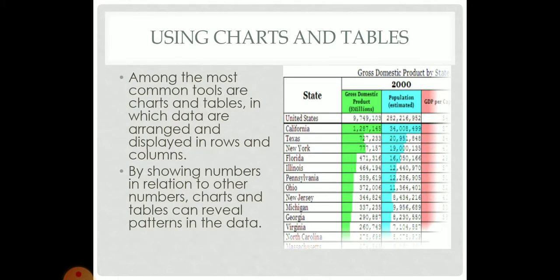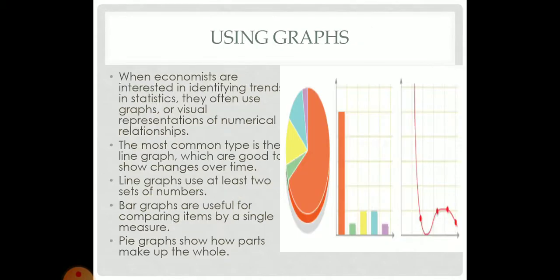Among the most common tools are charts. We use charts and tables in which data are arranged, displayed in rows and columns, as you see here. By showing numbers in relation to other numbers, charts and tables can reveal patterns in the data. So they can tell us what will happen. We can predict what will happen in the future.